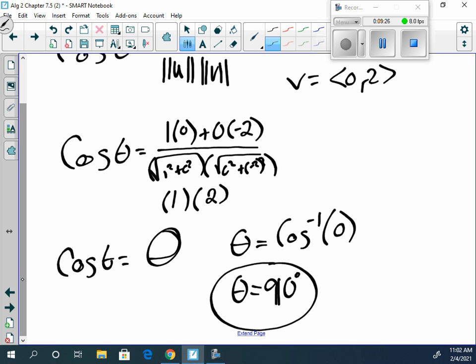Does that make sense? Are we good with that there? Do we have that formula written down? Okay. Yeah, because it'd be good to have some of these formulas down. The vectors u and v are orthogonal if and only if u dot v is equal to 0, which it is here.